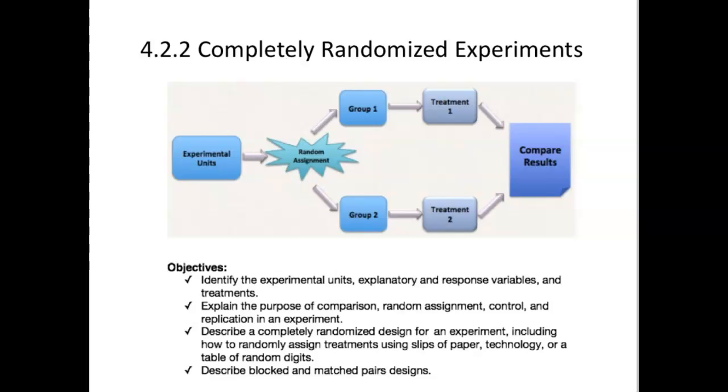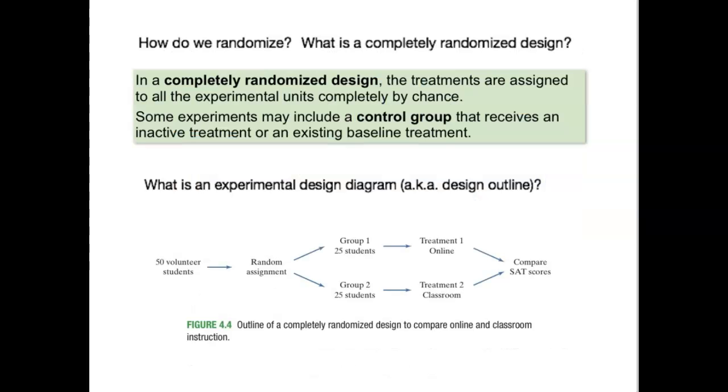So 4.2 part 2, completely randomized experiments. All right, so in a completely randomized design, the treatments are assigned to all the experimental units completely by chance. And some experiments may include a control group that receives an inactive treatment or a baseline treatment.